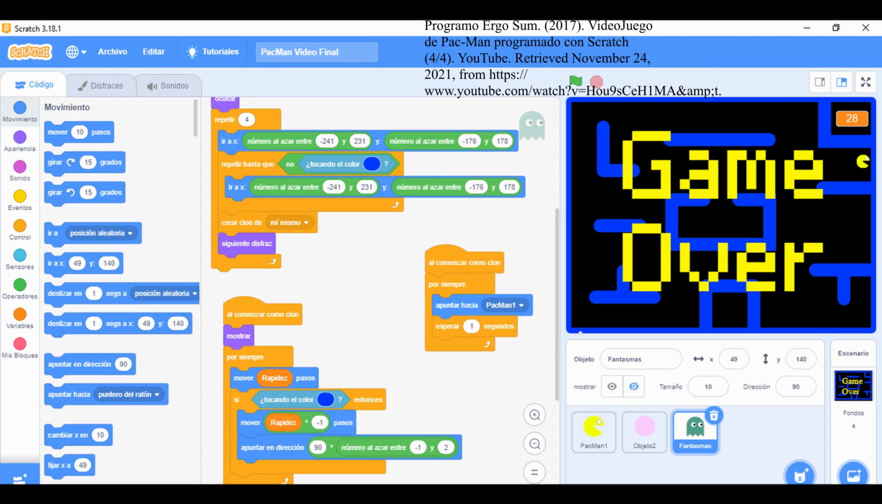And finally, in the part of the direction, we have 90 times a random number from -2 to +2, because the directions could be -180, 0, 90 or 180 positive. So we have this part, and finally in the creation of the clones, they're going to appear randomly, but if in the random coordinate there is a blue wall, they're going to reformulate the appearance because they cannot be in the blue part.